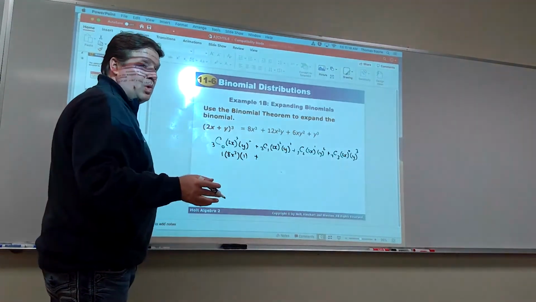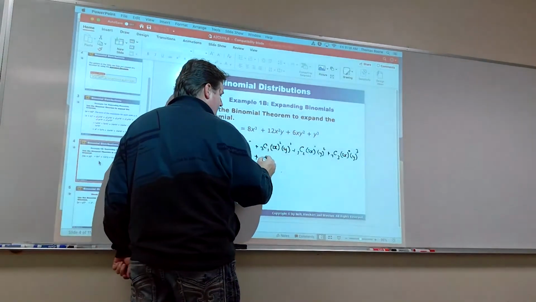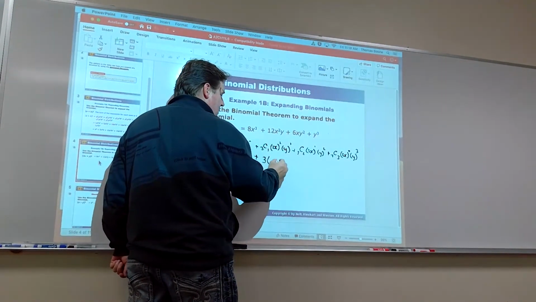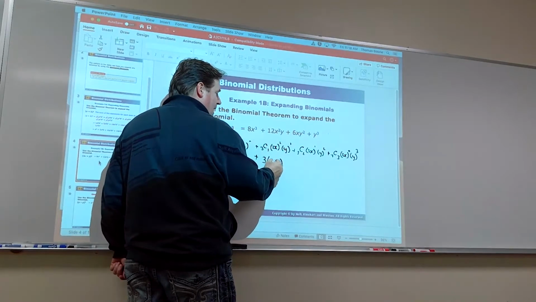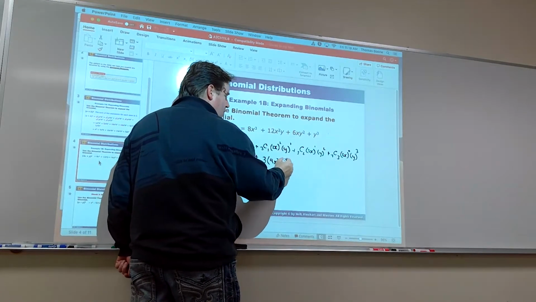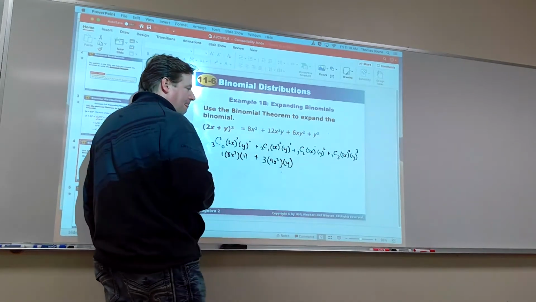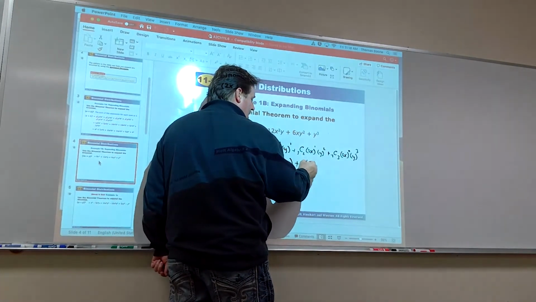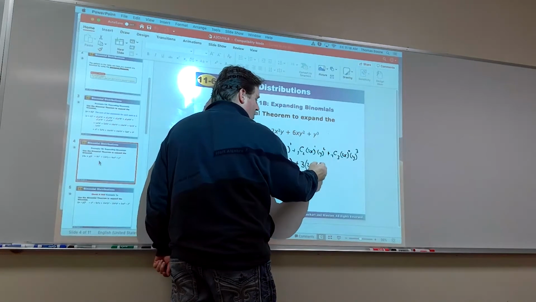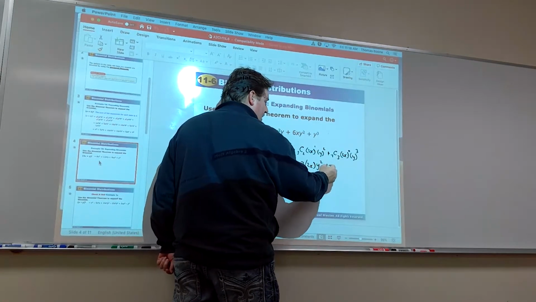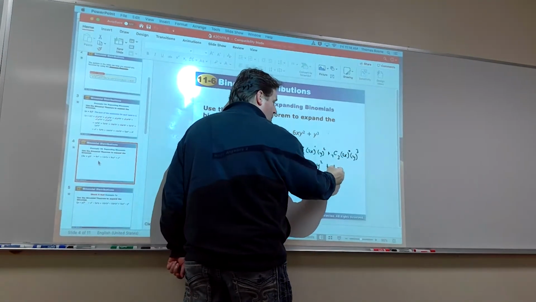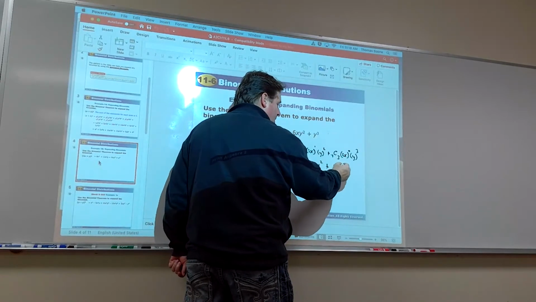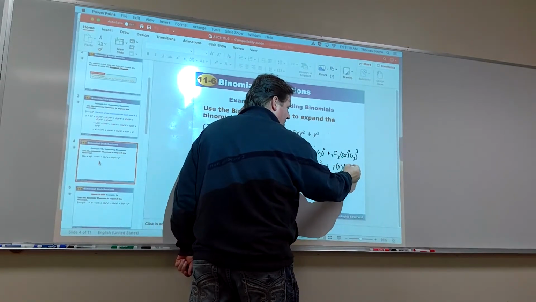Now 3 choose 1, if you put that in the calculator, you should get that that is 3. And then if I square 2x, that's going to be 4x squared. And then y to the 1st power, of course, is y. All right, 3 choose 2, that should also be 3. And then we have a 2x, and now we have a y squared. All right, 3 choose 3, that's one way. Anything to the 0 power is 1, and then we have y to the 3rd.